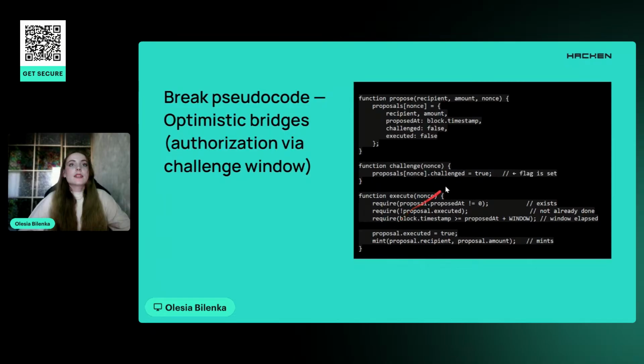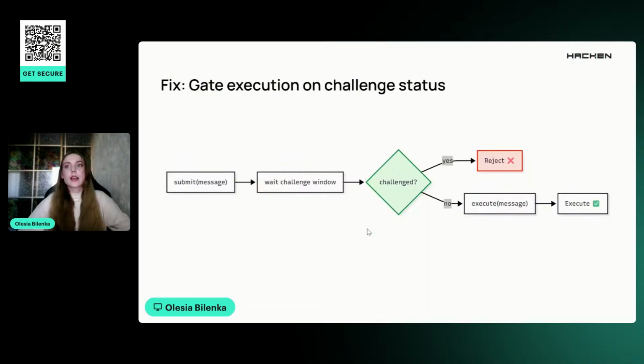But as we see, this challenged field is not checked here. This means that though we can challenge, during the execution, we can execute the challenged proposal. So this is how it should happen. When we submit the message, we should wait for the challenge window, and when it has elapsed, the challenged field should be checked, and in case the message was challenged, it should be rejected, and only if it was not challenged, it can be executed.